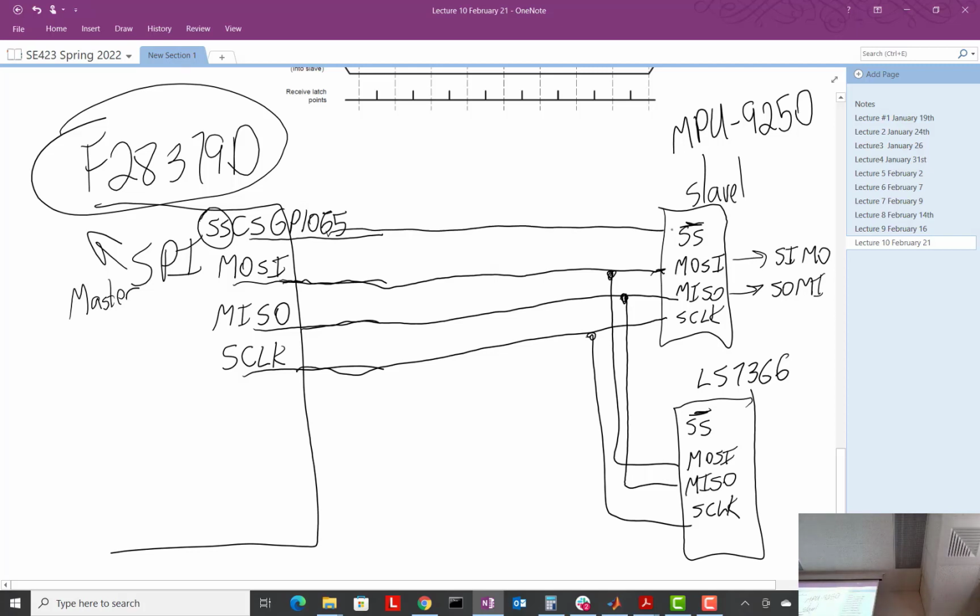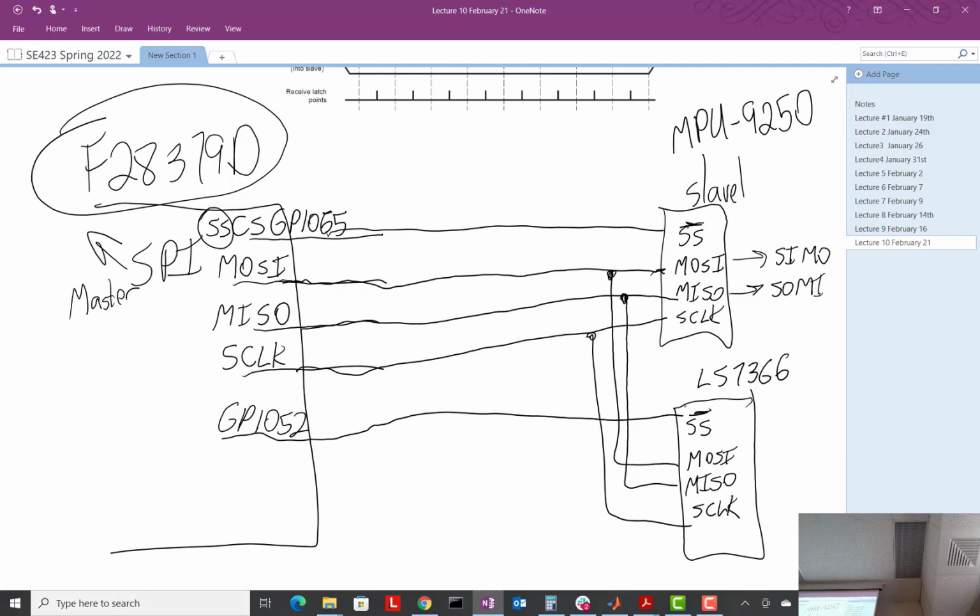Okay? But it could be any GPIO that you choose. That's the one that's wired to it by me. Okay? Then, to talk to this other chip, we would have to have another GPIO. Maybe GPIO 52. I think that one's free. That one could go to this slave select. Okay? And so what has to happen, and this is done by you and your programming.